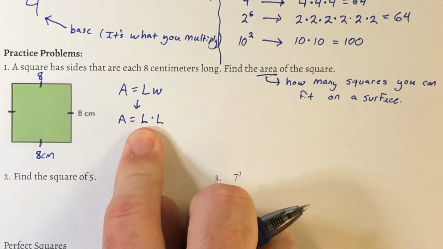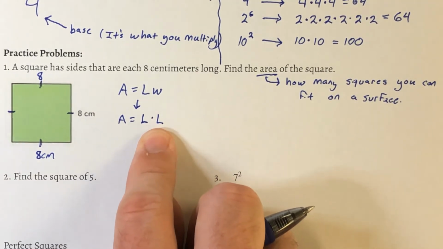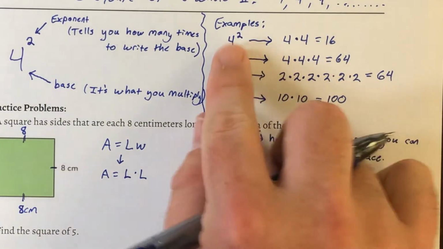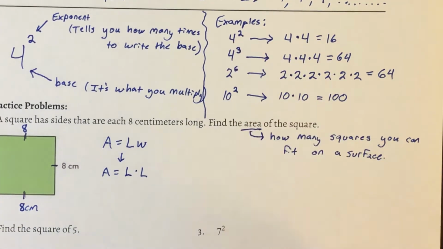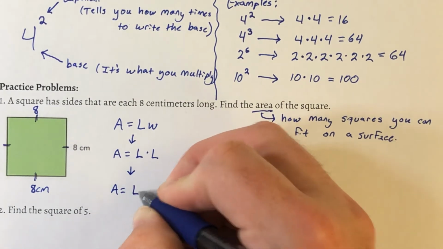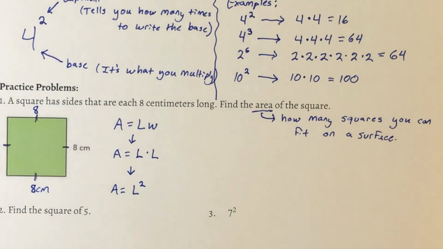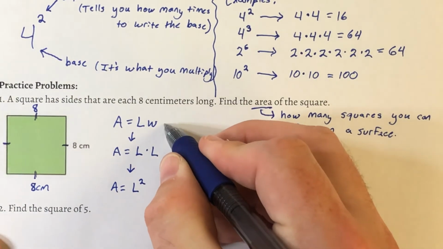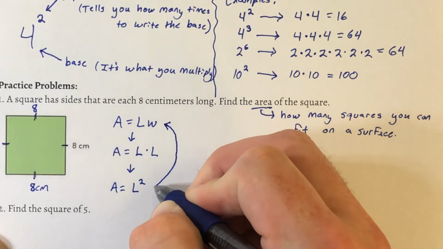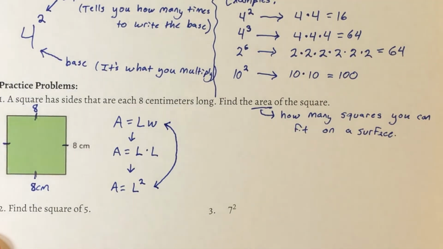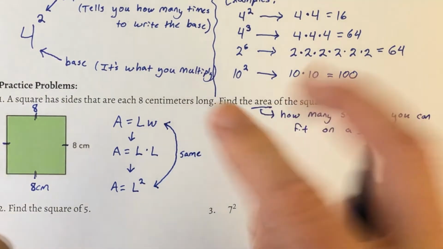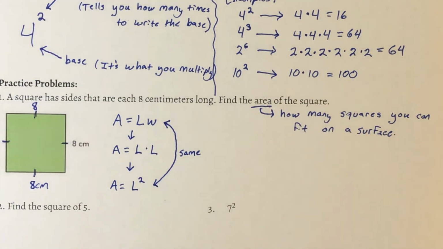Well, notice I've written down the same thing twice. Kind of like here, I have 4 times 4 twice. That basically means 4 squared. So I could change this to area equals length squared. So what am I basically saying here? I'm saying that for squares, this first formula, area equals length times width, it's the same as this new formula, area equals length squared. They're the same. You could technically use either formula to find the area of a square.